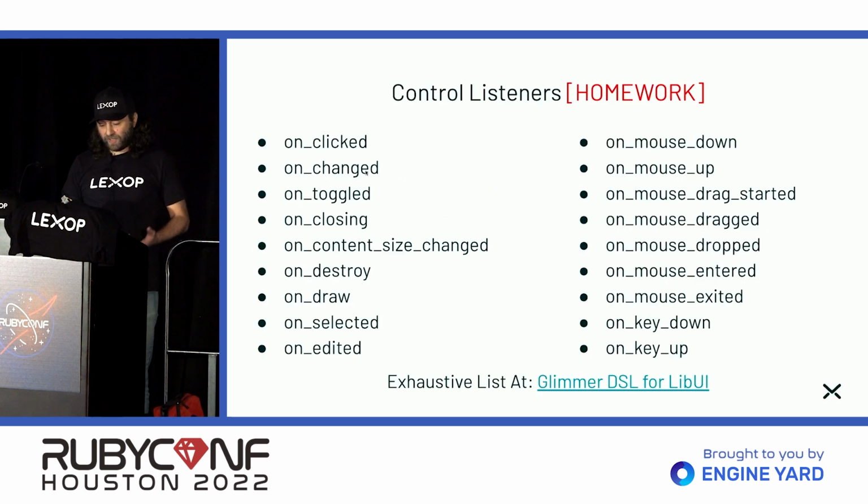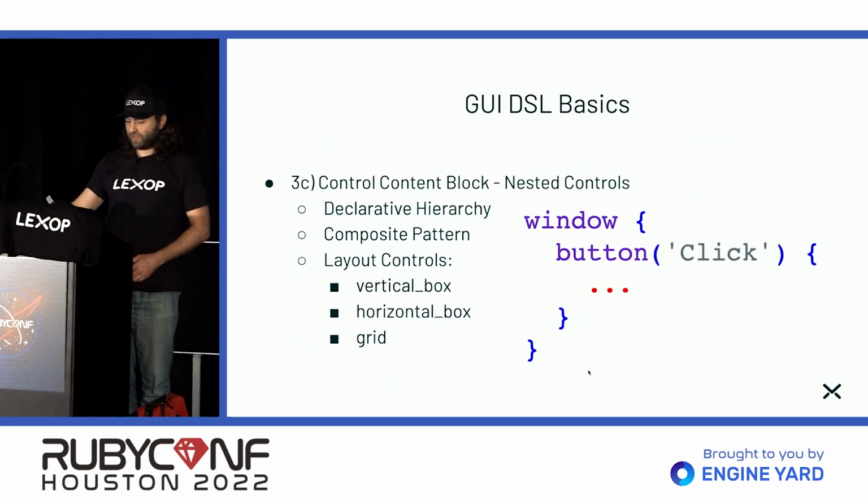Again, as part of homework, check out all the listeners, like on clicked, on changed, on toggled, on closing, on mouse up, etc. And it's at the Glimmer DSL for LibUI website or webpage on GitHub.